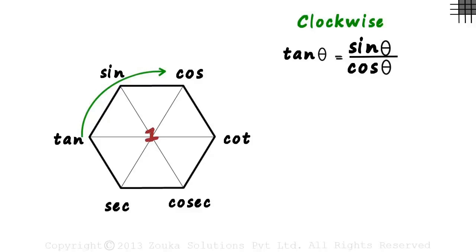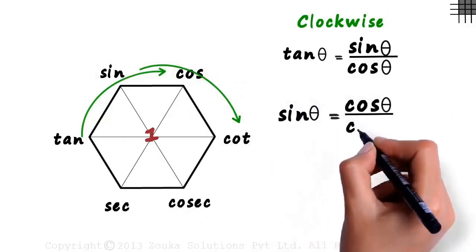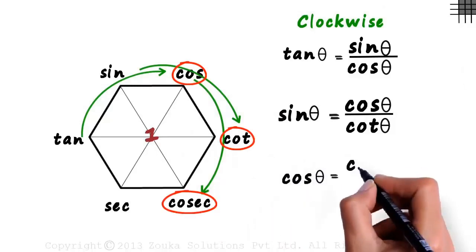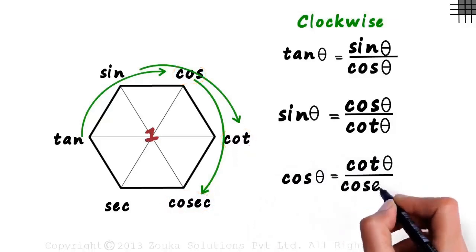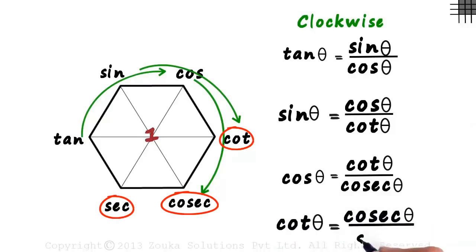Now let's see the next 3 functions in clockwise direction. These 3. This tells us that sine theta equals cos theta by cot theta. The first one equals the second one by the third one. Take the next 3 functions clockwise. First equals second by third. Hence, cos theta equals cot theta by cosec theta. And if we take the next 3 functions, we can say that cot theta equals cosec theta by sec theta.